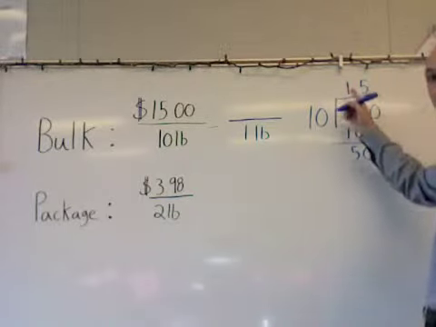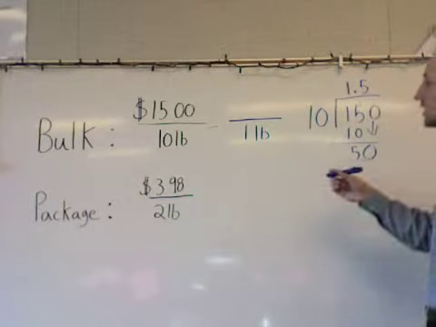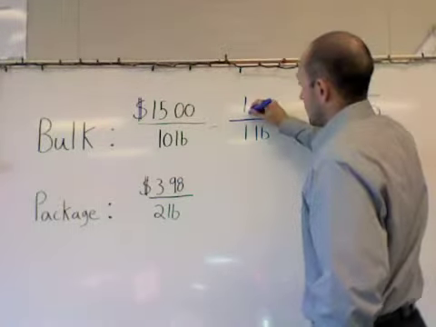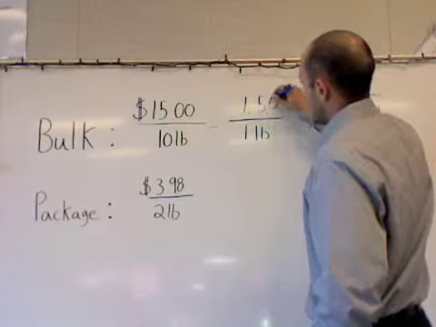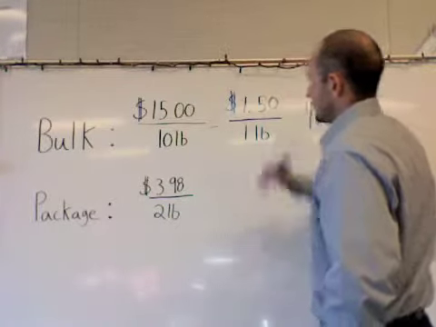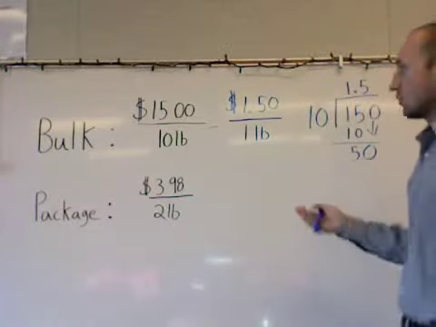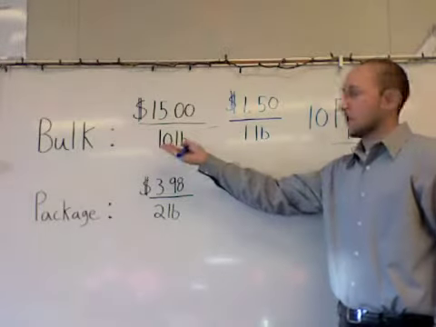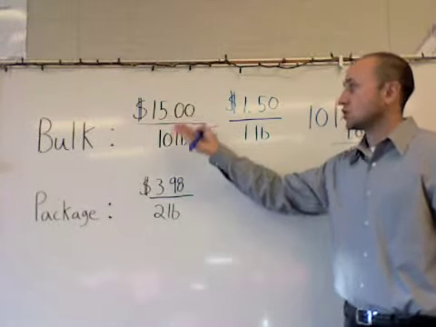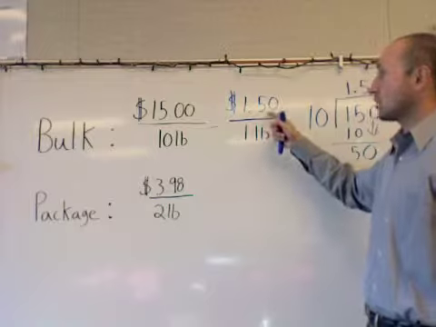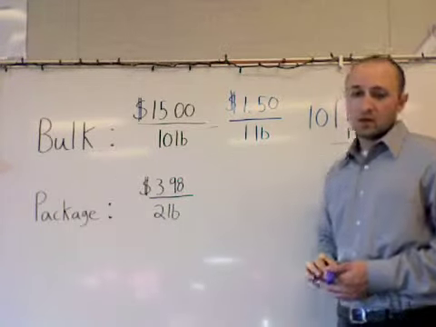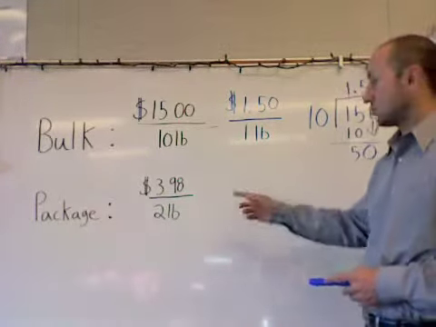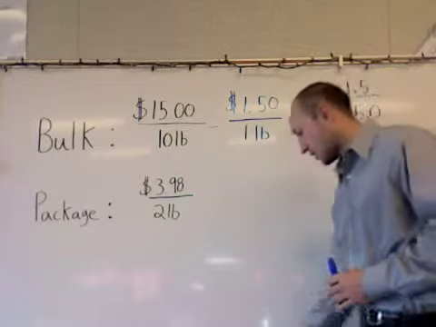If we think back, 1.5, 1 5/10, it's the same as saying $1.50. So we have half of this done. We know that if I buy 10 pounds of bulk candy and they charge me $15, I'm actually paying $1.50 per pound. Let's compare that to the package price and see which one is better.